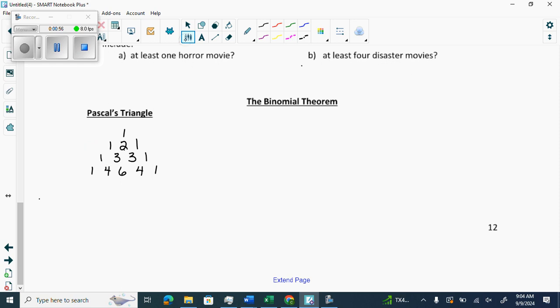And then we have a 1. 1 and 4 is 5. 4 and 6 is 10. 6 and 4 is 10. 4 and 1 is 5. Then we get a 1. And you just keep doing that. 1, 6, 15, 20, 15, 6, 1, etc. We'll just keep going. That's Pascal's triangle. We'll see how it correlates with this unit in a second.